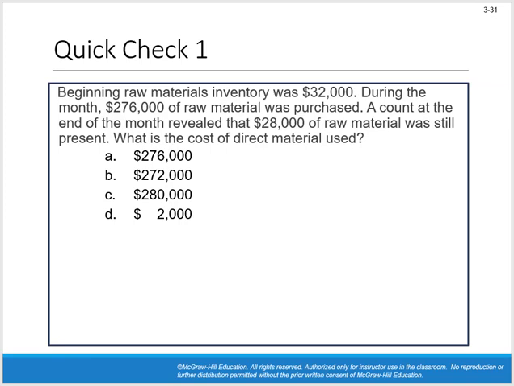Go ahead and hit pause for a minute while you're working on this. A quick hint would be to compare your beginning and ending balance if you recall T account analysis from the end of financial accounting. But go ahead and hit pause while you try to work this out.